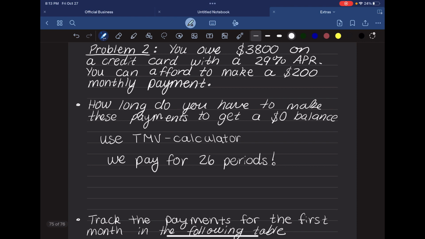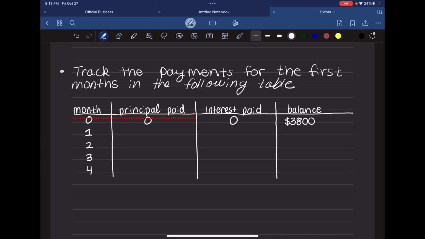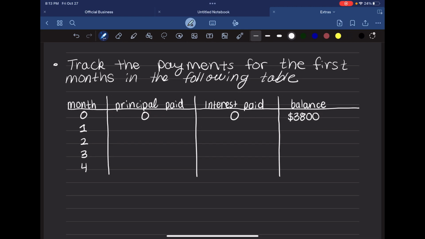All right, so suppose we want to track the payments for the first month, this should say months, in the following table. So on month 0, we're not going to make any payments, and our balance is going to be $3,800.